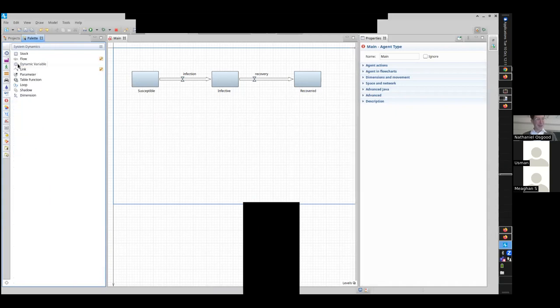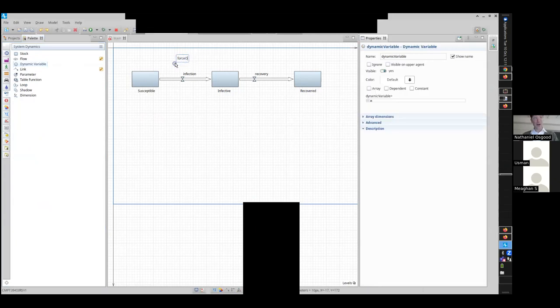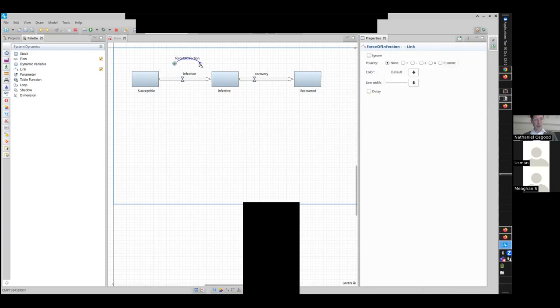Okay, so a dynamic variable called force of infection. Okay, force of infection. Software engineers, but all others, make note: save early, save often. Okay, so we're going to link up force of infection into infection, and we're going to link the infection into susceptible. So it also depends on the number of susceptible.